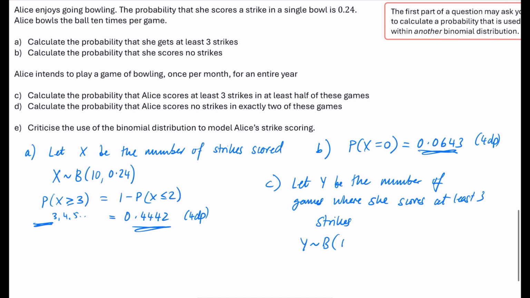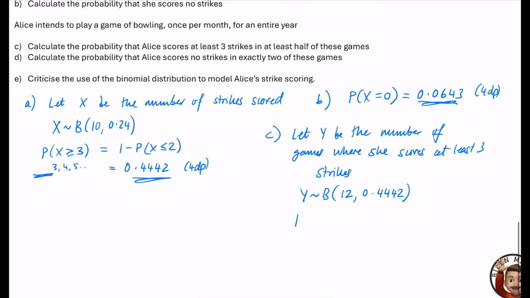She's going to be playing 12 games across the year, and the probability that she gets at least 3 strikes, we've already worked out earlier in the question, is 0.4442. And now we can say, what is the probability that out of these 12 games, it's at least half of them that she gets at least 3 strikes? So we're saying, what's the probability that Y is greater than or equal to 6? So it just becomes a matter of putting that in your calculator. Greater than or equal to 6 is 1 minus the probability that Y is less than or equal to 5.